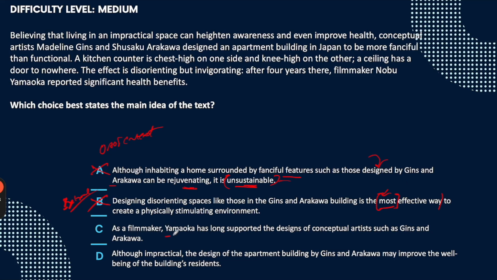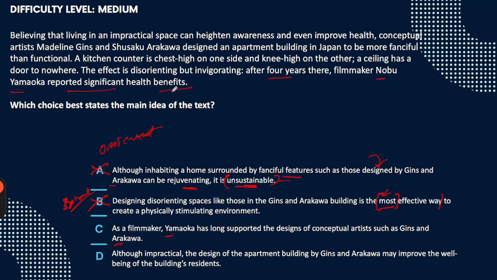As a filmmaker, Y has long supported the designs of conceptual artists such as Jins and A. Now, the text did mention this person, Yamaoka. What do we know about this person from this particular text? We know that this person lived for 4 years in this impractical space and reported significant health benefits because of living in that space.